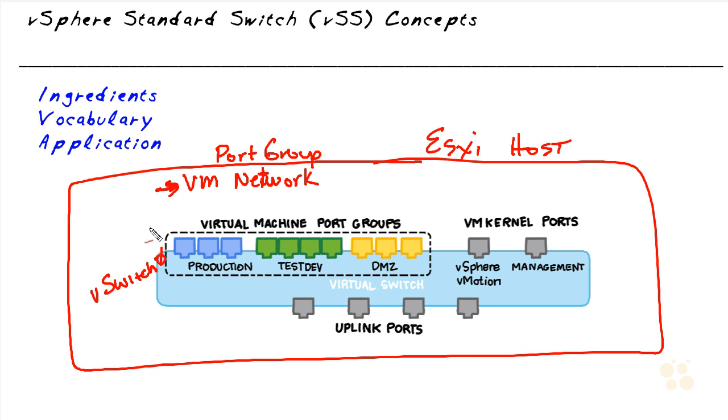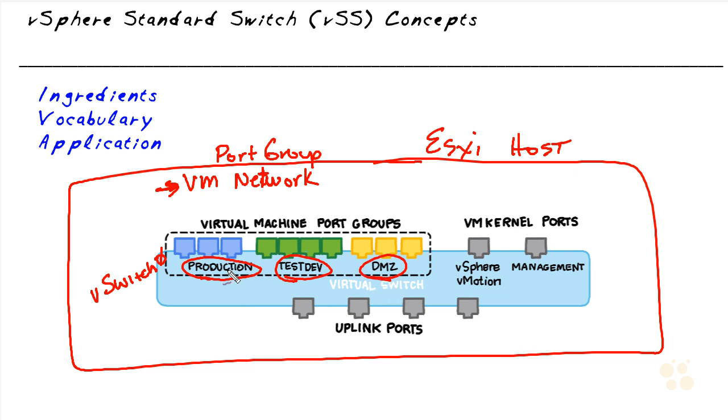However, if we wanted to, we could go ahead and either replace that or create new port groups or both. And in this fun illustration, someone has created 3 separate VM port groups. They created one called production, one called test dev, and one called DMZ.